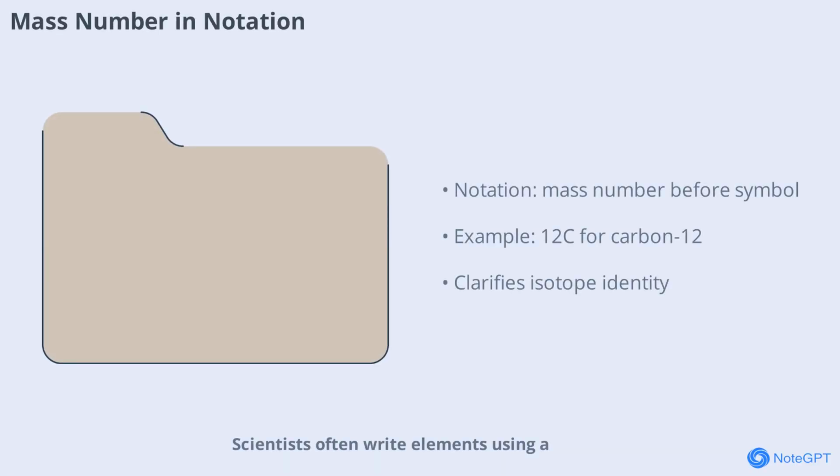Scientists often write elements using a special notation that includes the mass number. For example, carbon-12 is written as ¹²C, where 12 is the mass number. This helps quickly identify which isotope of an element is being discussed. The notation is widely used in textbooks, research papers, and laboratory settings.